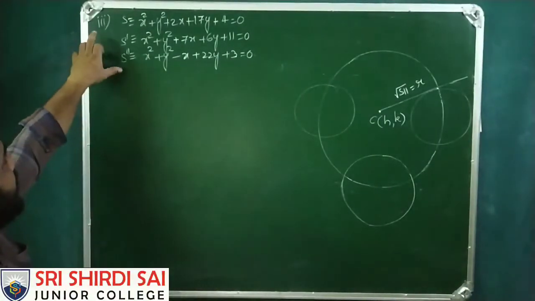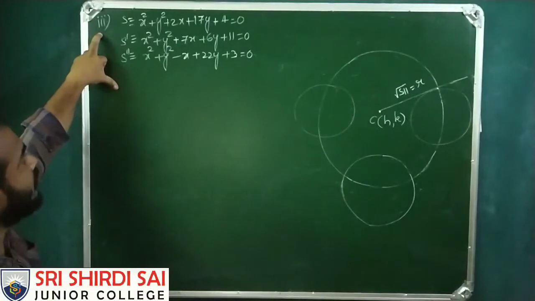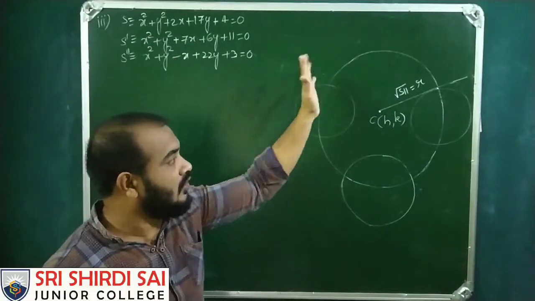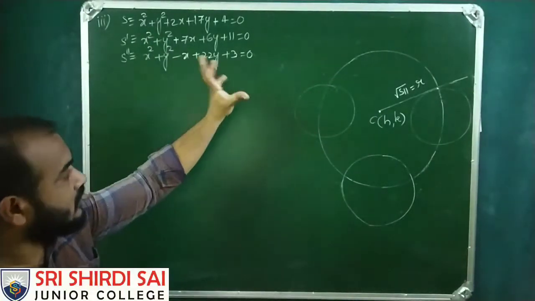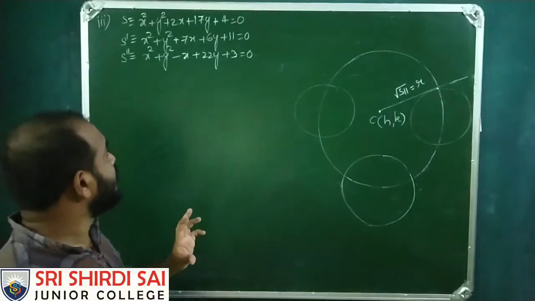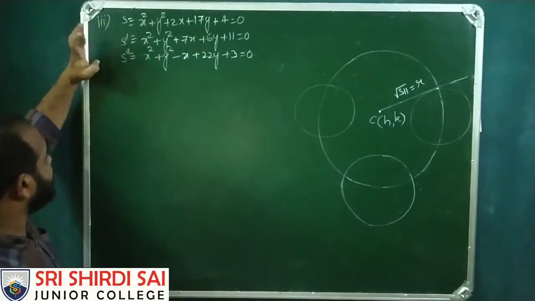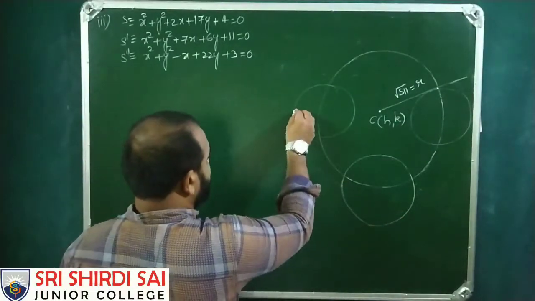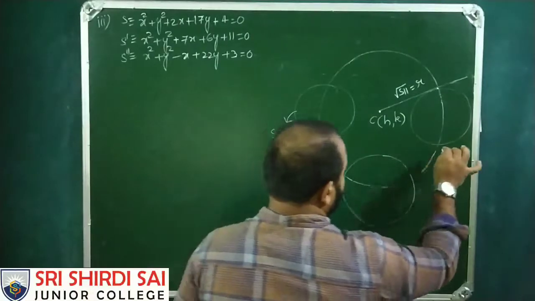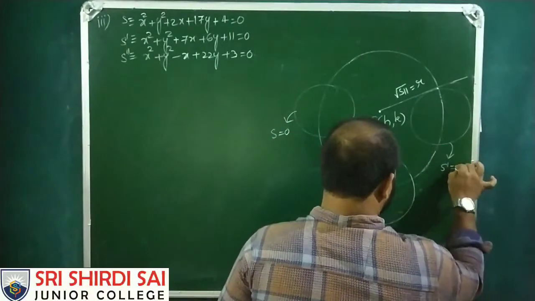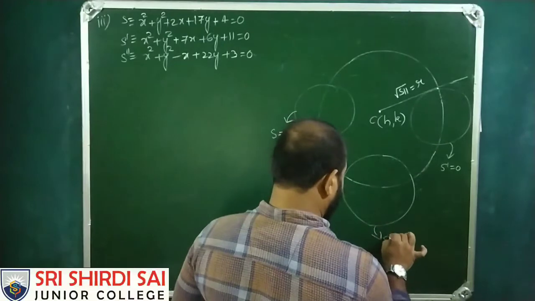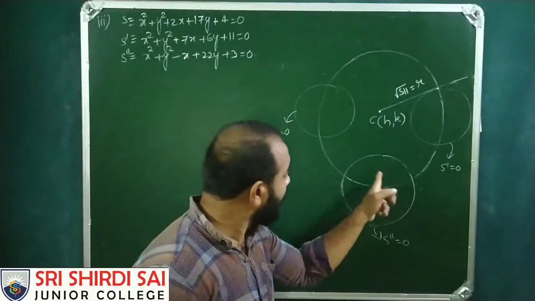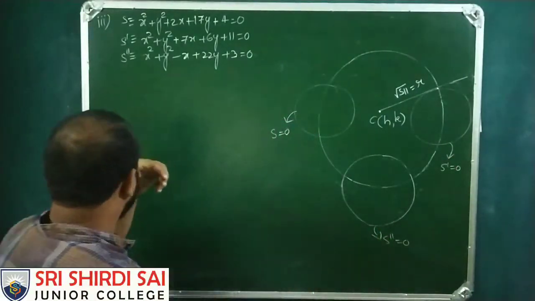Now the third question from the same bit. Find the equation of the circle which cuts all the 3 circles orthogonally is the question given. So I have taken S, S dash, S double dash. So there are 3 circles given. This is S equals 0, this is S dash equals 0, this is S double dash equals 0. Cutting these 3 circles orthogonally, one big circle is going.